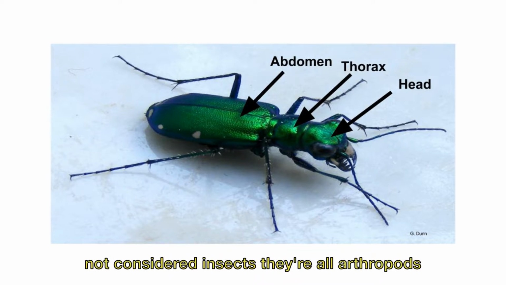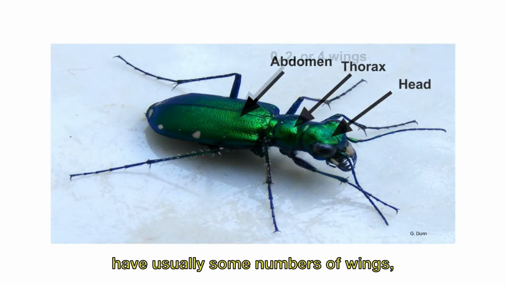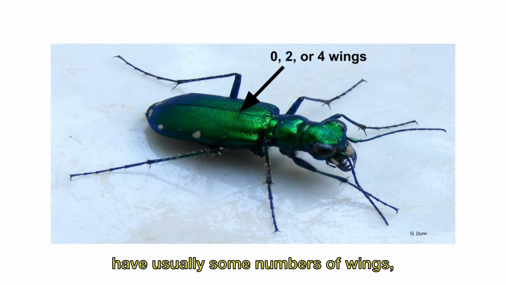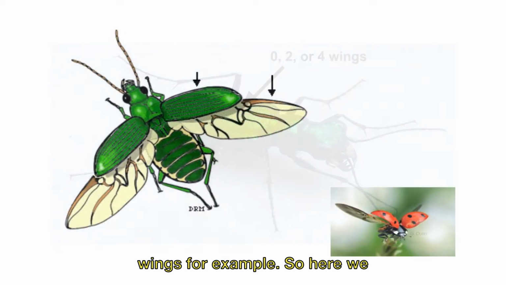They're all arthropods, but they're not insects, although I work on all of those. We have usually some numbers of wings. The most typical is 4, so 2 pairs of wings, but there are some insects that don't have wings at all, especially if you consider larval stages. But we also have flies that only have 2 wings, for example.